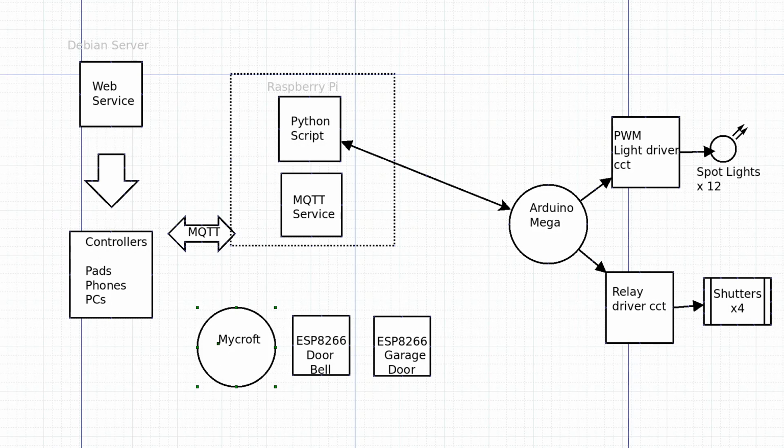Again, once this is implemented, we will be able to control the lights via talking to Mycroft and getting him to do things.